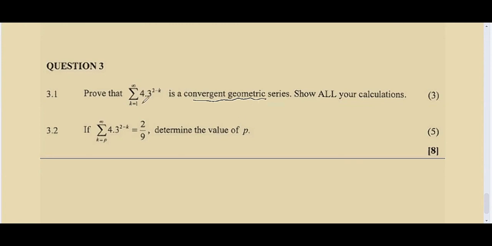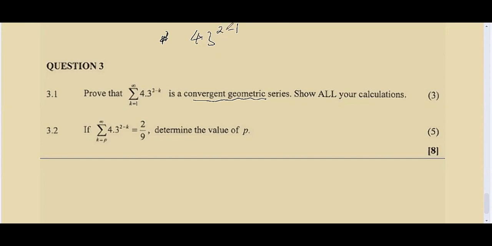So this is sum to infinity. So that means we must calculate the sum to infinity. But then here, this is just proving that this is a convergent series. So we do not have to calculate the sum to infinity, but we have to calculate r. So in order to calculate your r, you need to at least have 3 terms from this. So you can start by substituting in here 4 times 3, and then you have 2 minus 1, because you must substitute your k as 1.